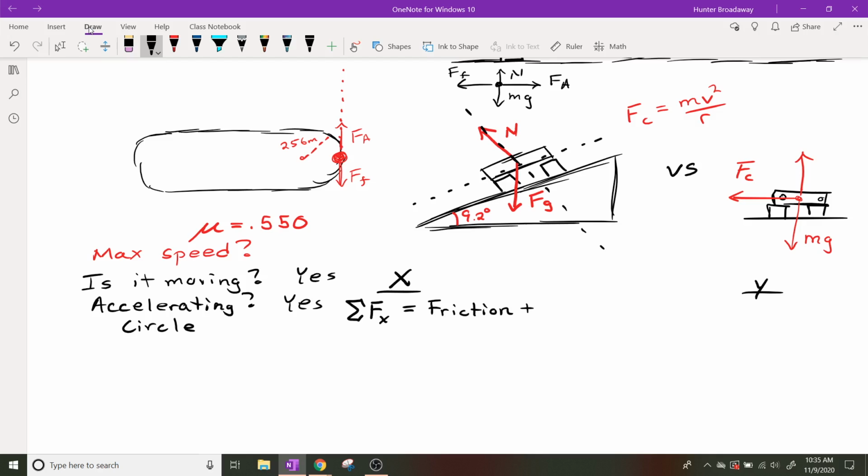So the direction towards the center of the circle is actually this direction. I cannot draw a horizontal line to save my life. I'm going to try again. There we go. Towards the center of the circle is this way, okay? This makes our life a little bit complicated.